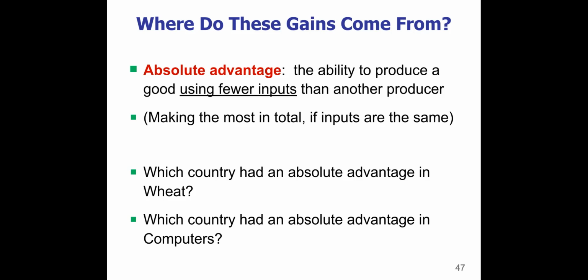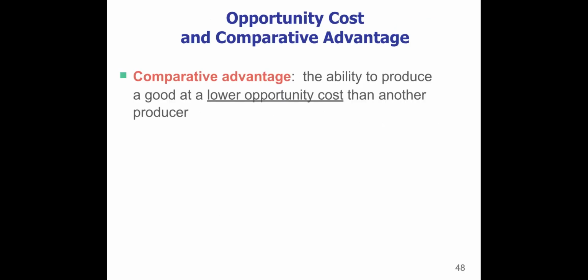So, why is there an advantage for us to trade with Japan? Partially because trade is not based on absolute advantage. Trade is based on comparative advantage. Comparative advantage is the ability to produce a good at a lower opportunity cost than the other producer. Remember, opportunity cost is what you're giving up. So that means you're giving up less of the other good when you make something.